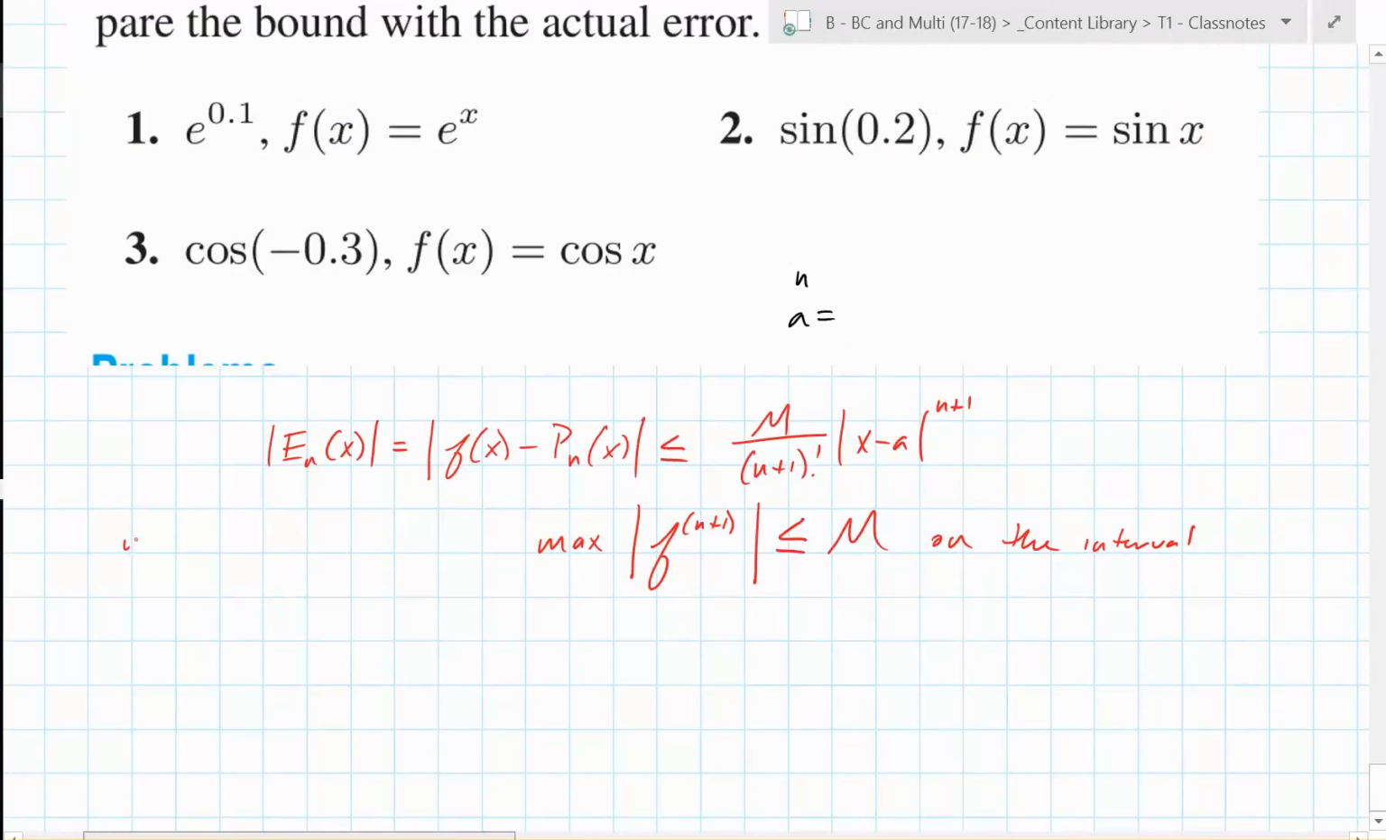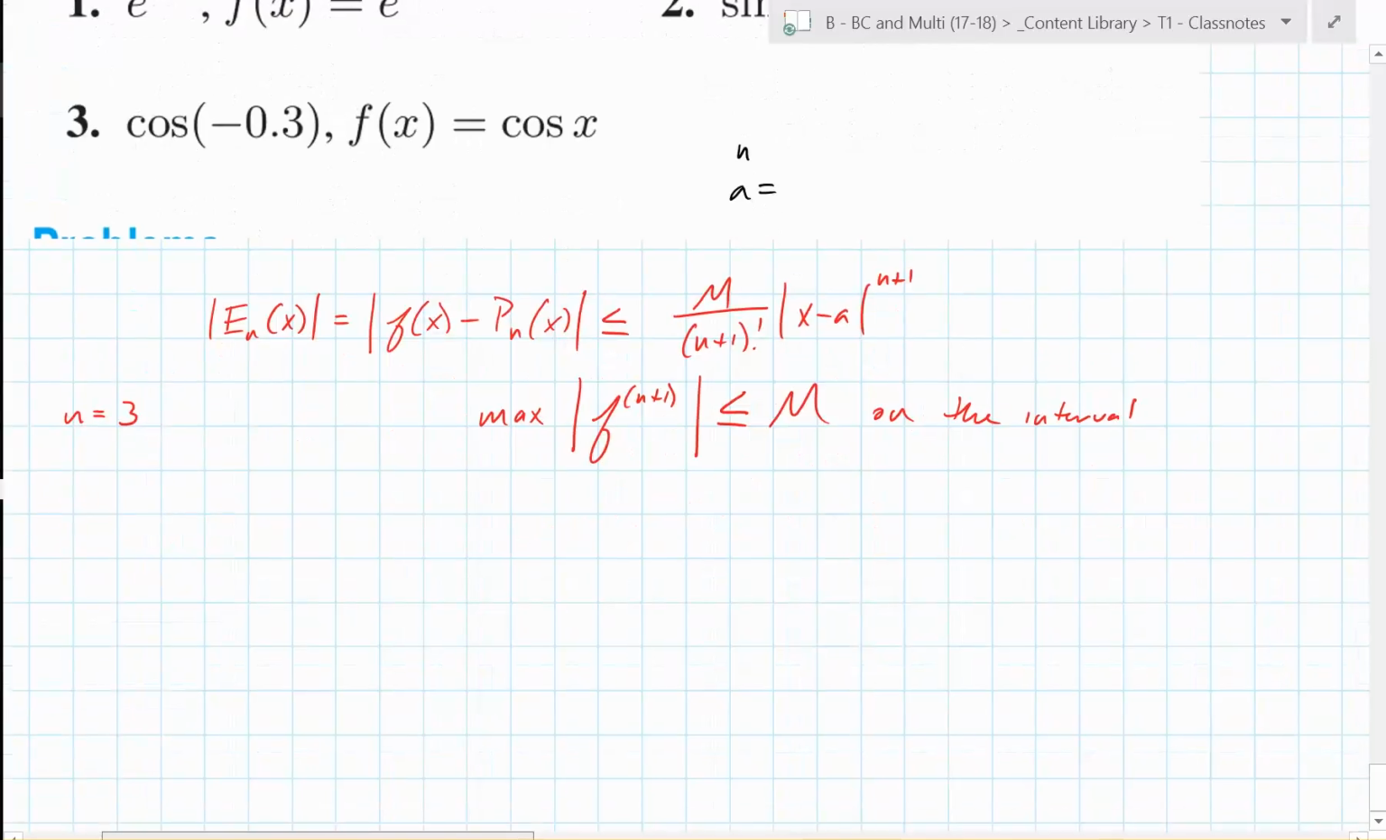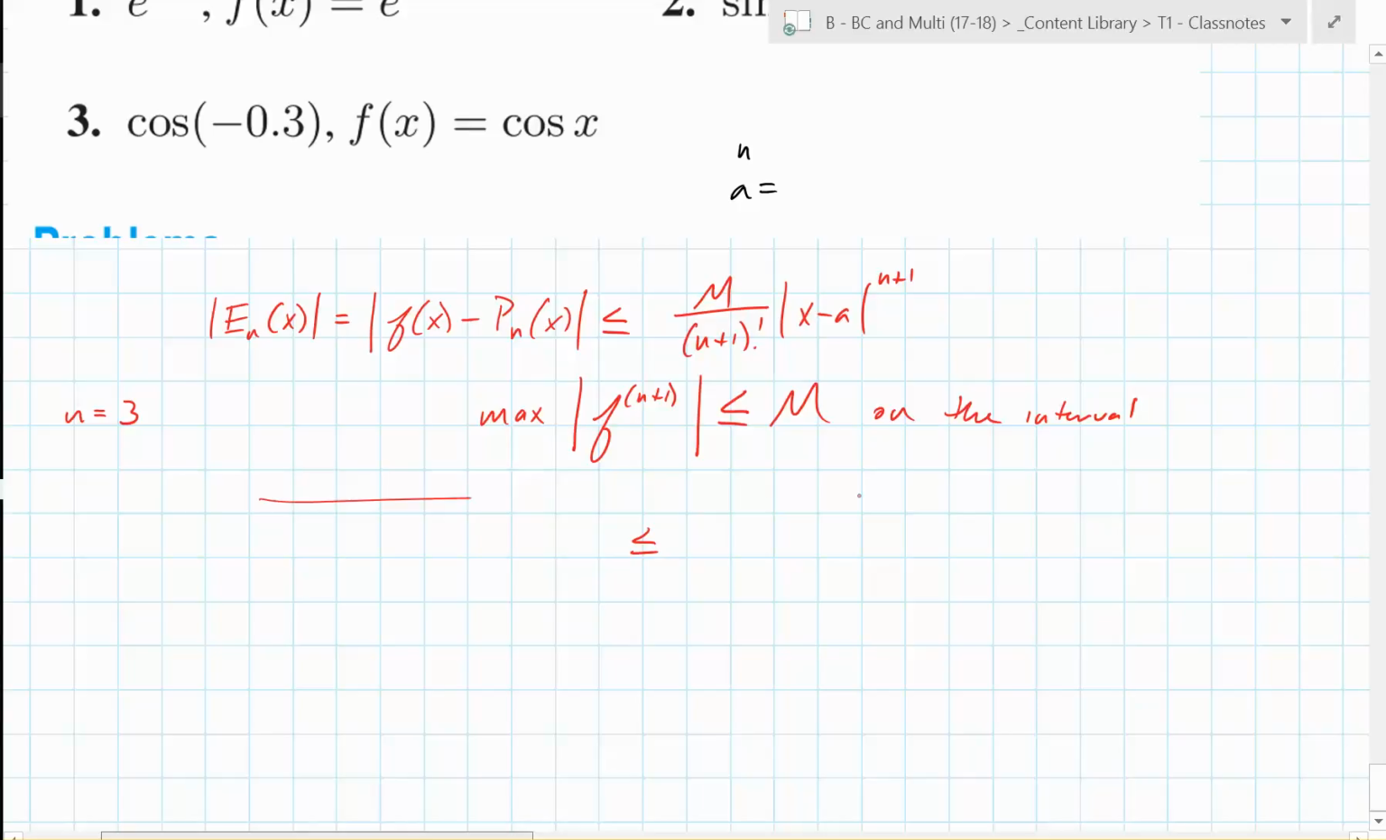N is equal to what? 3. So what are we looking at here? Less than or equal to, I'll draw a line here, M over 4 factorial. And what's the a value equal to? 0. It says centered around 0. x to the what power? 4. But remember, that was the first stage.